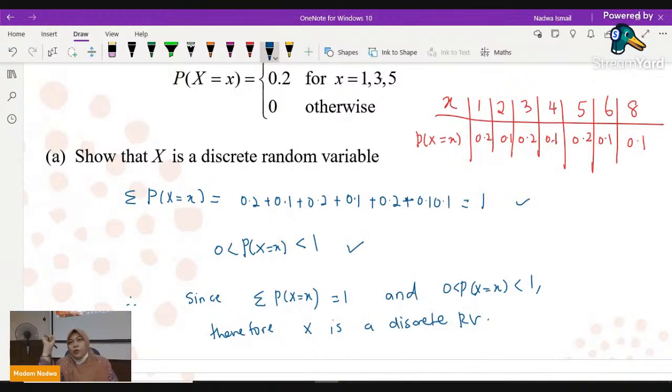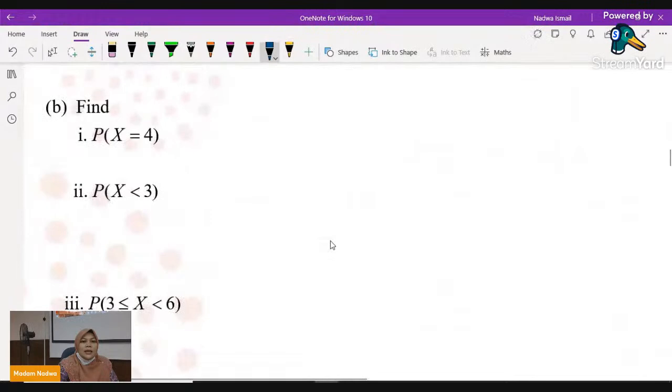So ini baru kita nak show. Saya tunjuk ni, kalau soalan objektif saya tak payah susah-susah tunjuk ni. Awak hanya perlu tahu sahaja. Tapi sebab soalan subjektif, kita kena tunjuk working yang betul. So this is the correct working on how to show whether X is a discrete random variable. So dua syarat ni dia mesti satisfy.